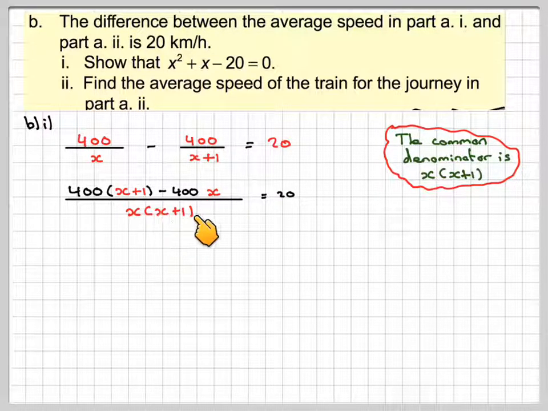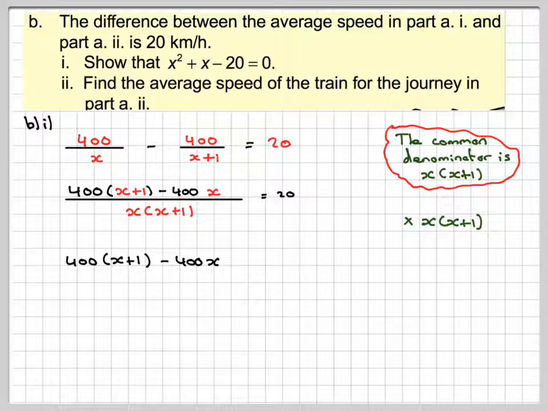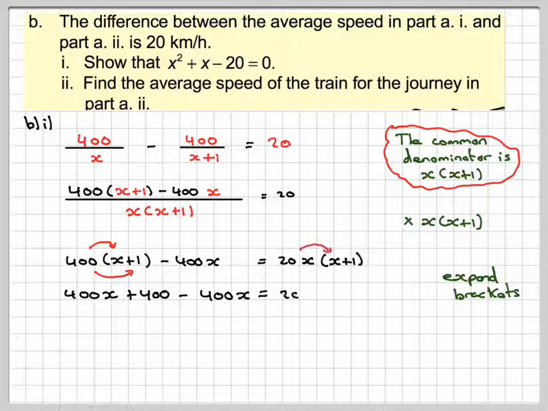Now what makes it difficult is this denominator here. So if we multiply the whole equation by x times x plus 1, you're going to get 400 times x plus 1 minus 400x is equal to 20x times x plus 1. We now expand the brackets, so we're going to have 400x plus 400 minus 400x is going to be 20x squared plus 20x. So just be careful expanding the brackets.